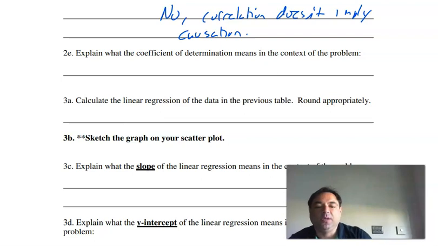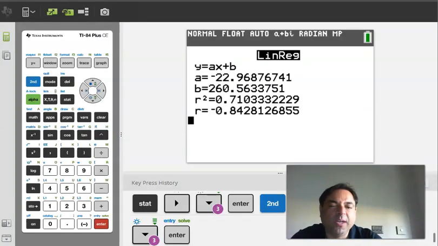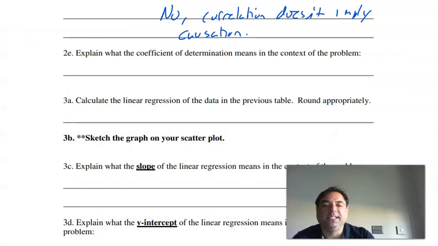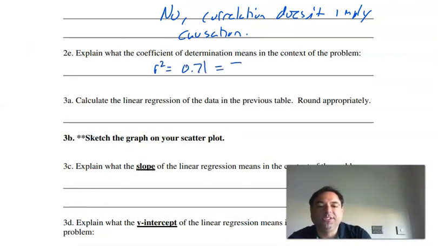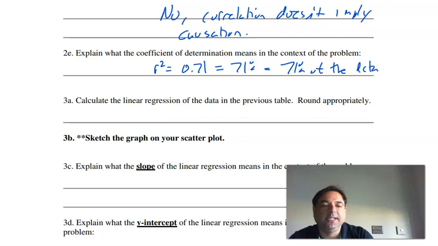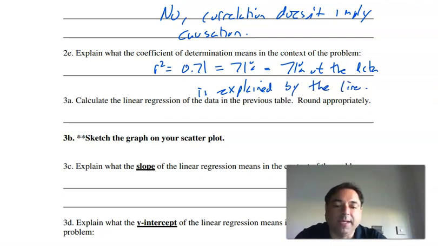Then, going back to our calculator, we have that R squared. R squared will say it's 0.71. What is that telling us? Well, R squared is 0.71, which is 71%. That tells us that 71% of the data is explained by the line. Now, what do I mean by line?